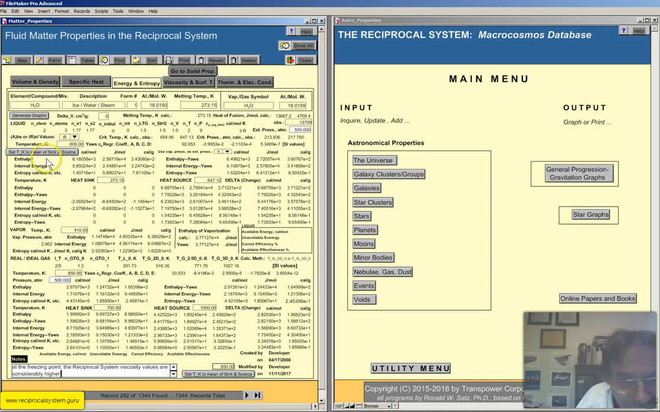Just before leaving this, I just want to emphasize this again. This is the liquid section here, the vapor section here, and then the real ideal gas section here.